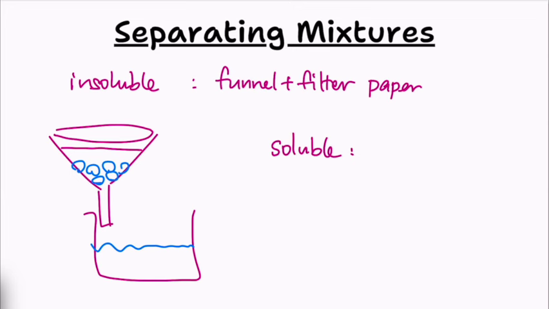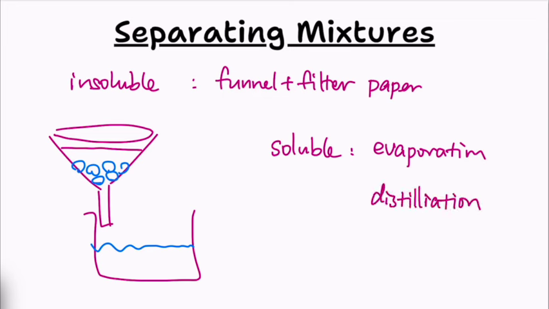Such as sodium chloride, like table salt dissolved in water. You can just boil it. We call it evaporation. By evaporation, you're just removing the water, and then you will have the solid table salt left. Or you can do distillation.